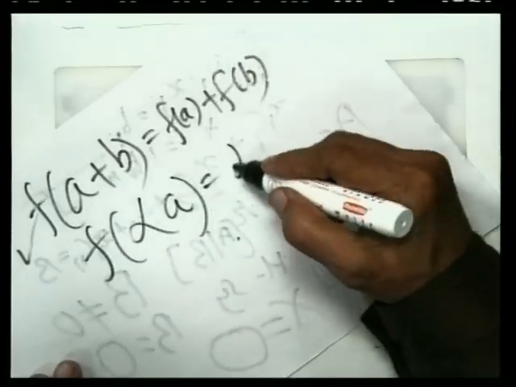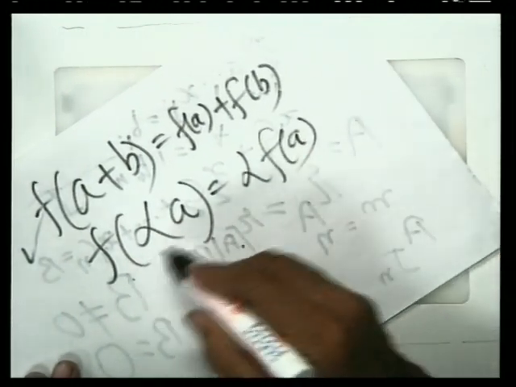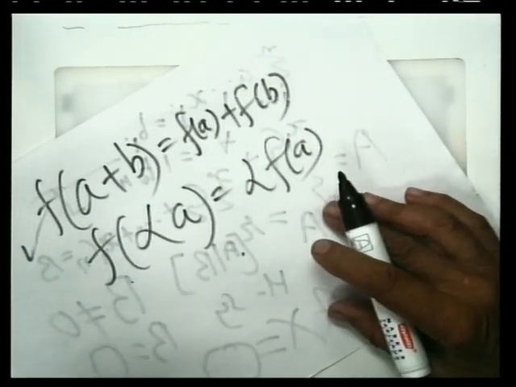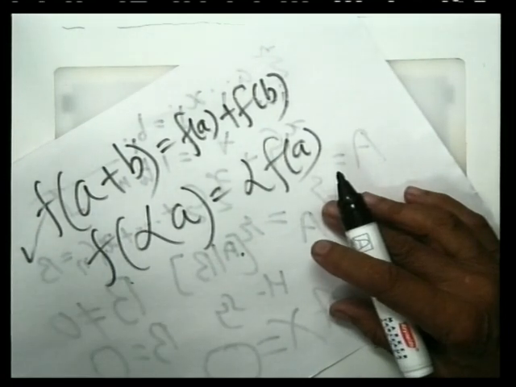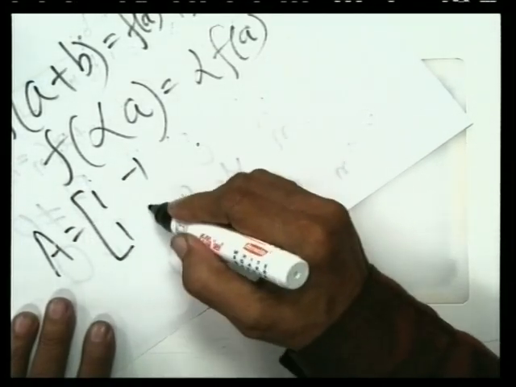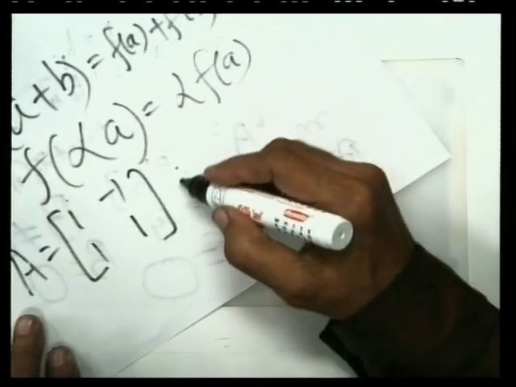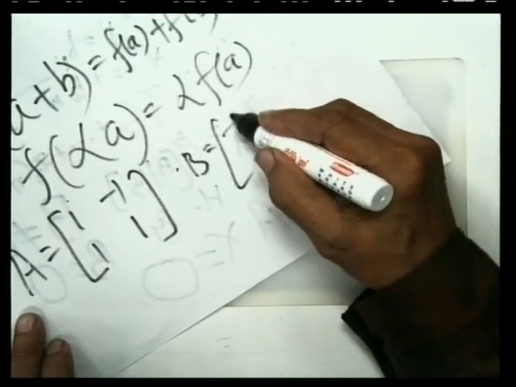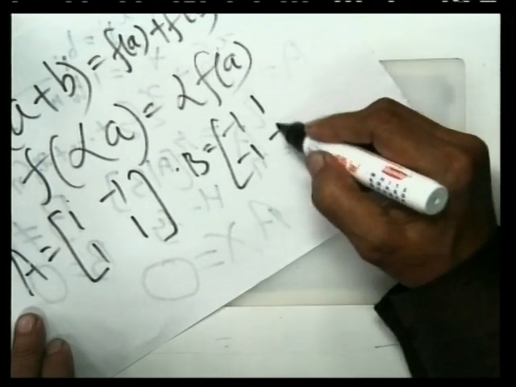That is, f of alpha a equal to alpha of f a. So this property is no more true. So it is neither additive nor homogeneous. Let us illustrate by an example. A is this one and B is minus 1, 1, minus 1, minus 1.